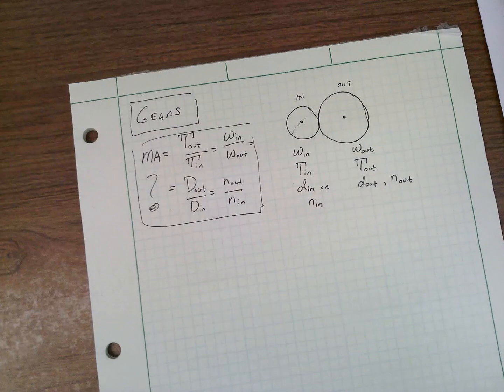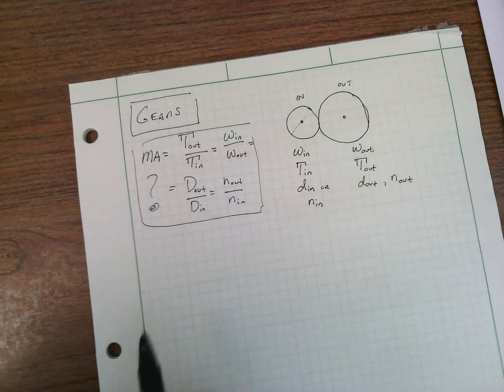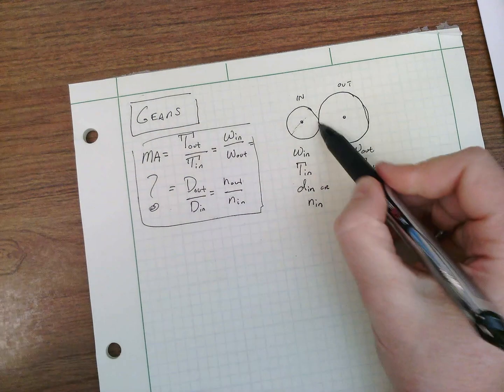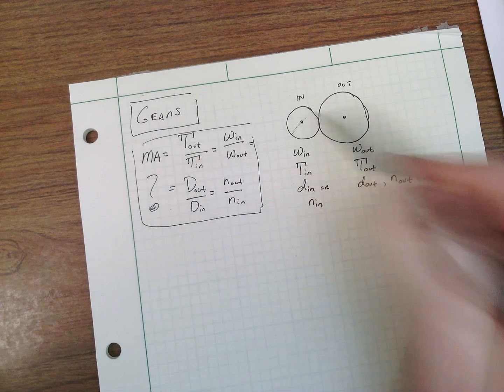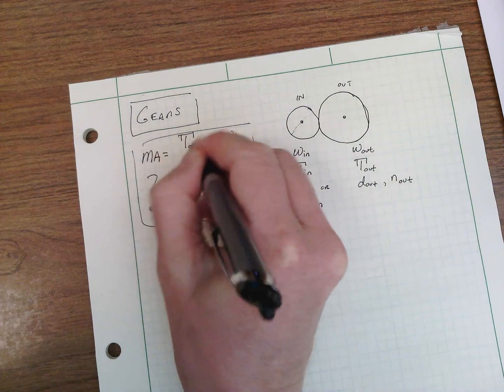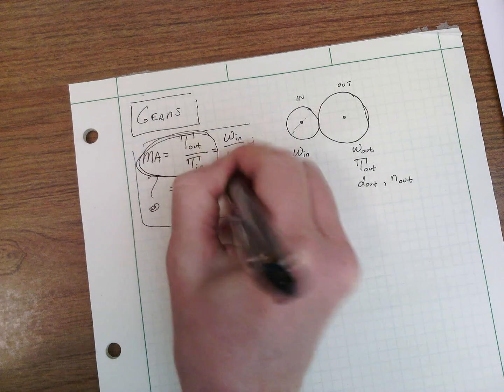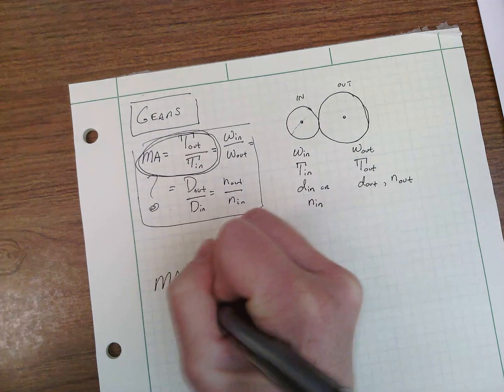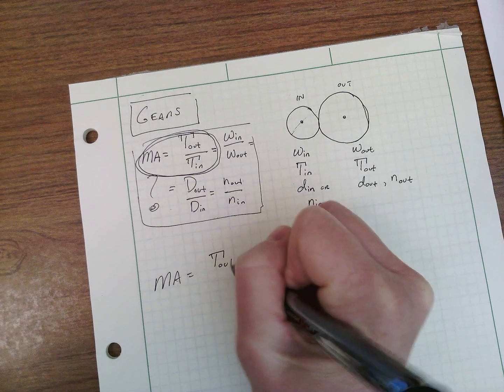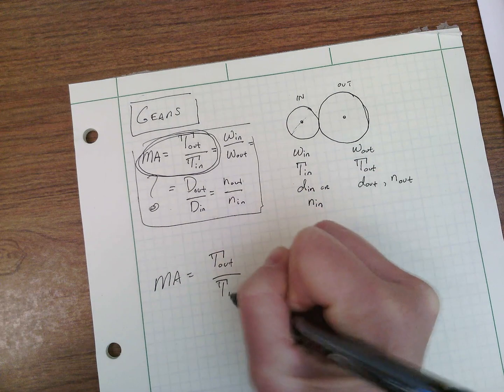With gears, there's one thing that's happening that's very important. The first thing about this expression is that mechanical advantage MA equals torque out divided by torque in. This is by definition.